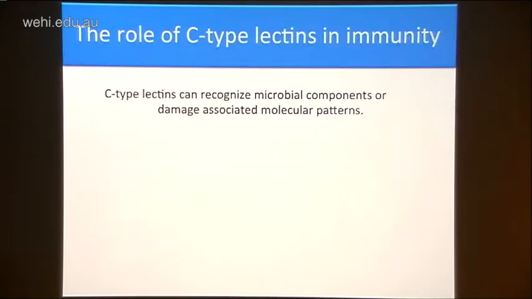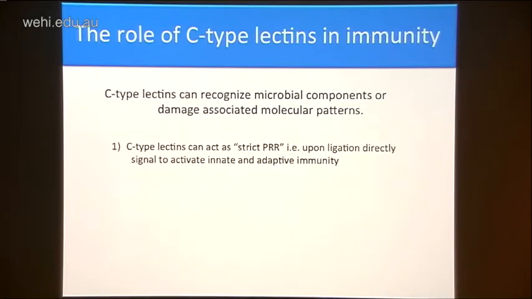So I showed you how the nomenclature looks at C-type lectins. I showed you how Caetano-Reis's group looks at C-type lectins. Now I'm going to show you how I look at them, which is kind of combining everybody's work together. I'm starting from the premise that C-type lectins can recognize microbial components or damage-associated molecular patterns, and there are going to be 3 consequences. First, they can act like strict PRRs. In other words, upon binding their ligand, they'll immediately signal and they will activate the innate immune system and also the adaptive immune system.